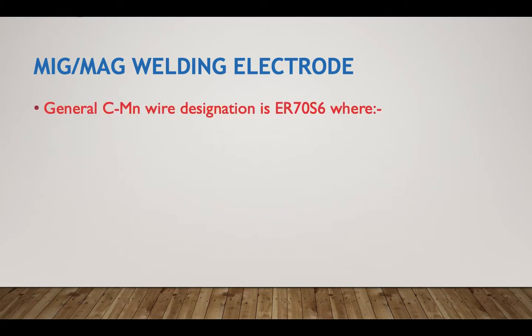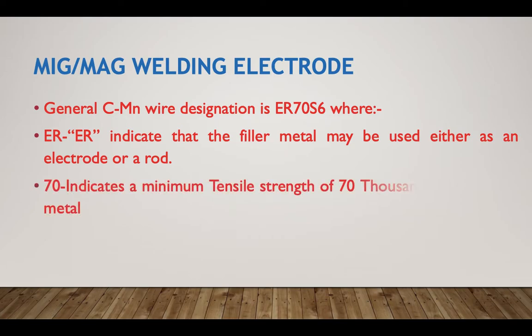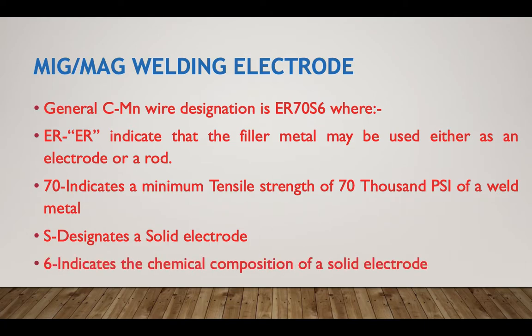General carbon manganese wire designation is ER70S6. So we will be dividing it to see what each letter stands for. ER indicates that the filler metal may be used either as an electrode or a rod. 70 indicates a minimum tensile strength of 70,000 psi, pounds per square inch, of the weld metal. S designates a solid electrode. 6 indicates the chemical composition of the solid wire.